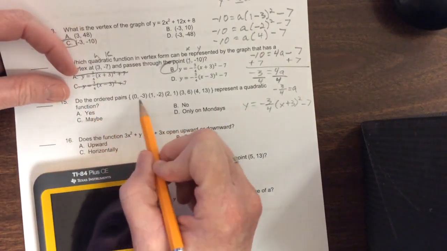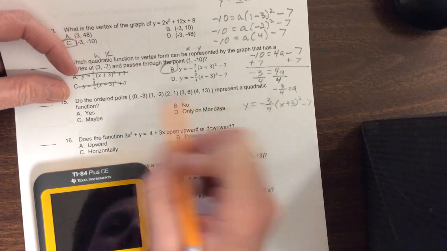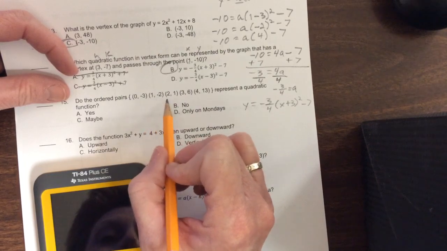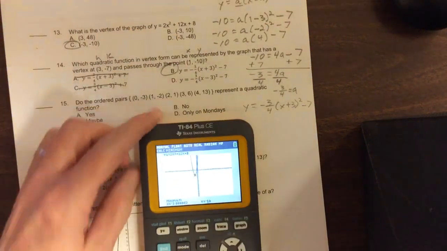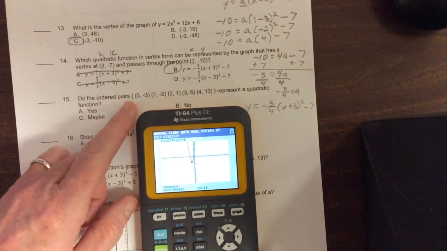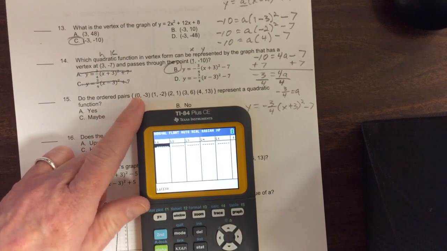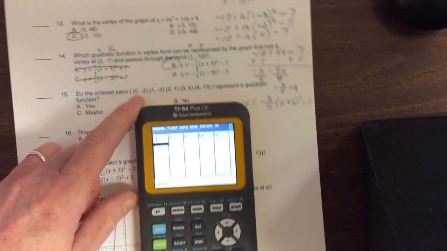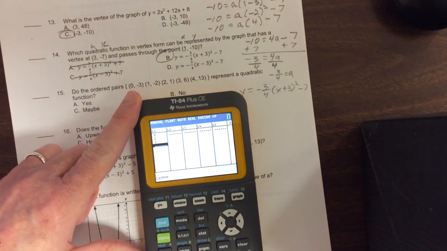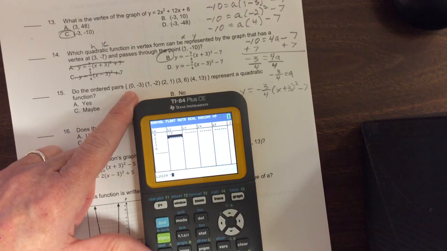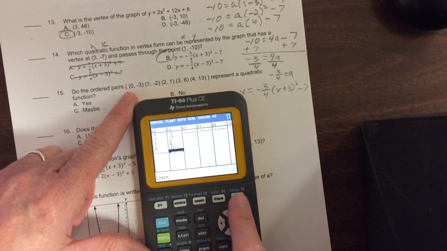This one here, it says, do the ordered pairs, and here they are, represent a quadratic function? Well, let's see. I'm going to turn this on, and I don't think we've done anything quite like this, but we know we can put this in a table. So I'm going to hit, oh, we have done it. So stat, enter. I'm going to put 0, because I'm putting my x in first. 1, 2, 3, and 4. I'm going to tab over, and I'm going to put a -3. I'm going to put in a -2. I'm going to put in a 1, a 6, and a 13. I'm going to hit graph.